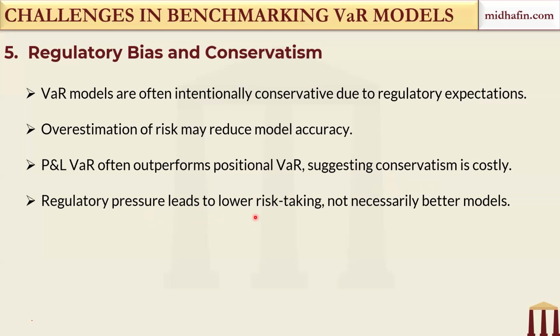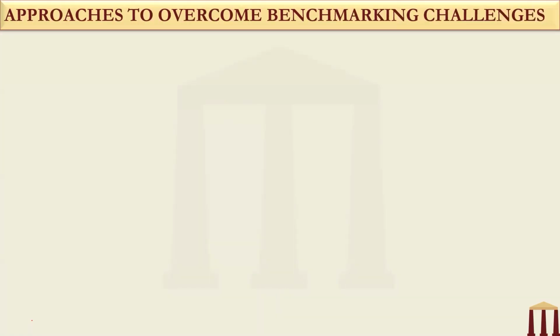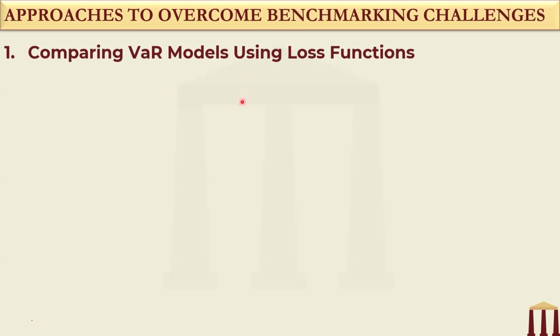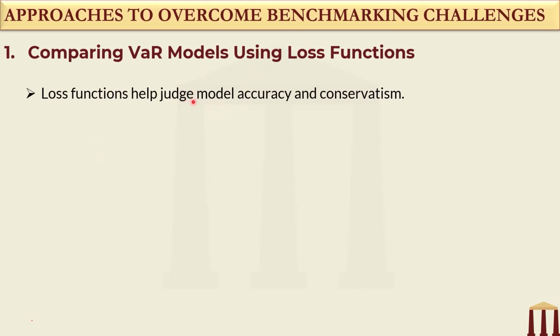Now, in the next slide, we'll look at what can actually be done to deal with these issues, the approaches that banks can take to make benchmarking more effective. All right, candidates, let's now shift gears from discussing the benchmarking challenges to how we can actually address them. One of the most effective ways is by using loss functions. The core idea over here is that loss functions help us evaluate both the accuracy and the conservatism of a VaR model. So we are not just asking, did the model predict the loss correctly? We are also asking, did it play safe or did it take on too much risk?